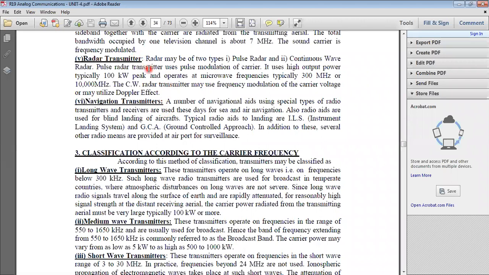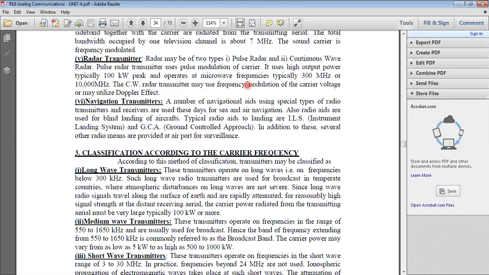So mainly you should remember that radar transmitters are of two types, that is pulse radar and continuous wave radar. You can know what is meant by pulse radar from the name itself. A pulse radar transmitter uses pulse modulation of the carrier. It uses a very high power carrier in the order of microwave frequency ranges, that is 300 megahertz to 10,000 megahertz.